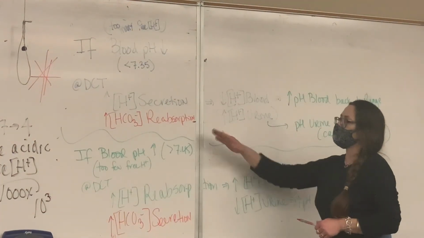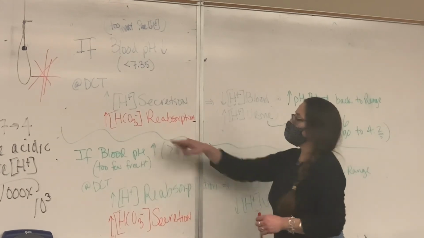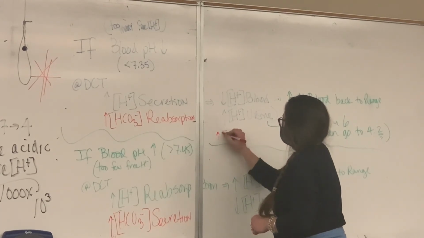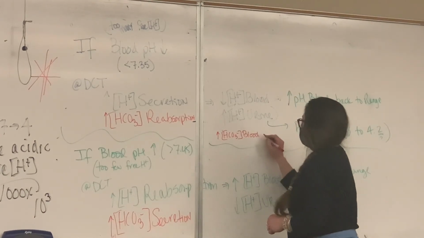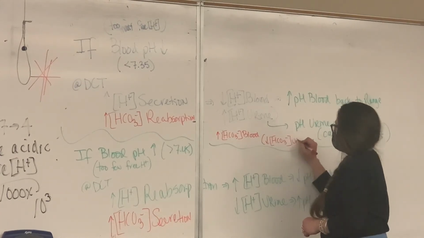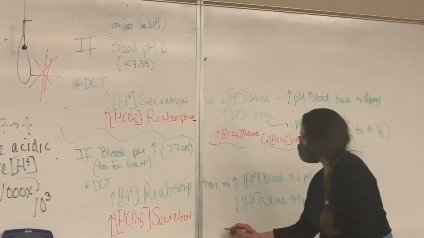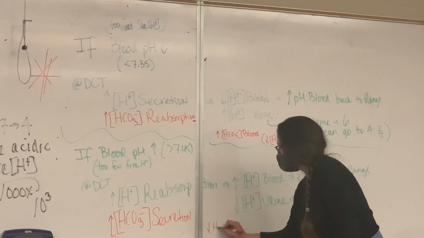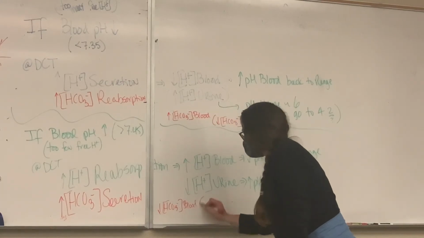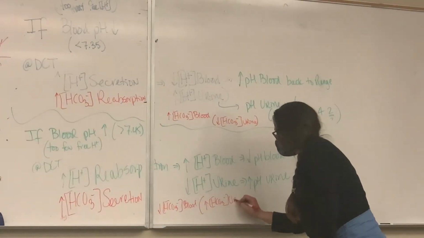Okay, and you can follow this idea through too. So if we are reabsorbing more bicarbonate, then that means that we'll have more bicarbonate in the blood, and we'll have less bicarbonate in the urine. And then down here we have just the opposite. If we're secreting more bicarbonate here, then that means we'll have less bicarb in our blood, which means that we'll have more bicarb in the urine.